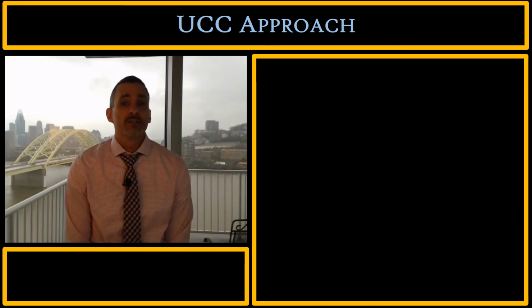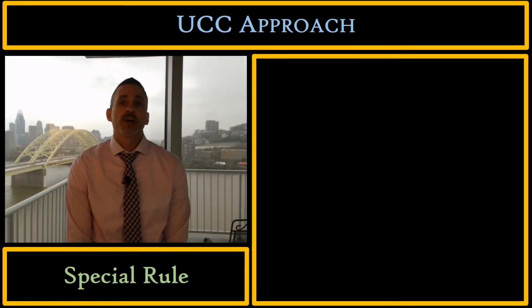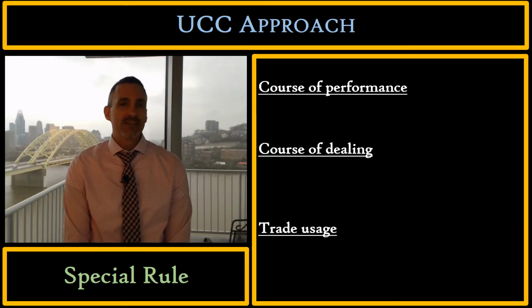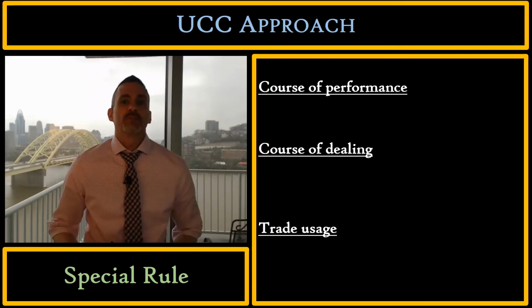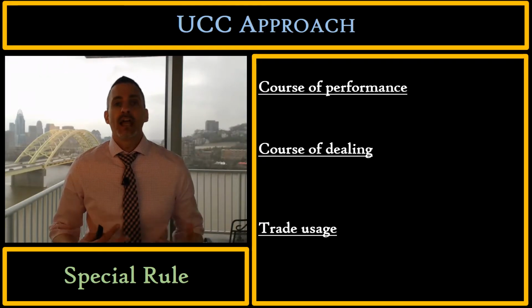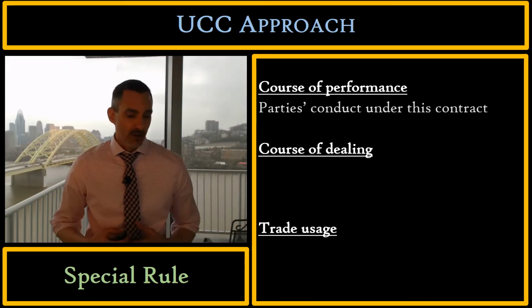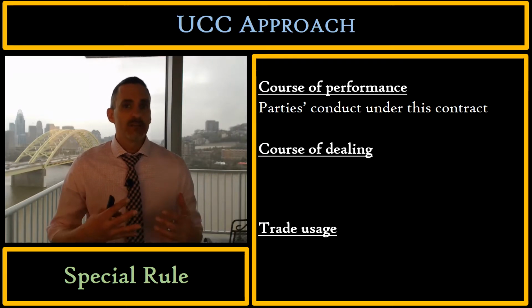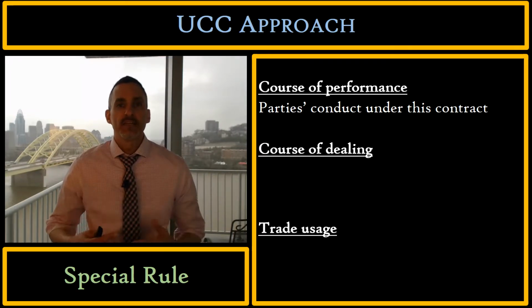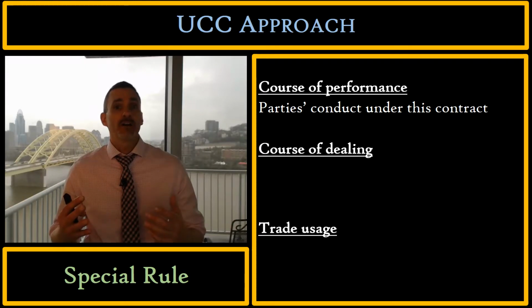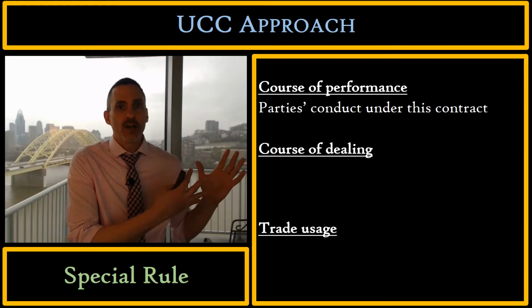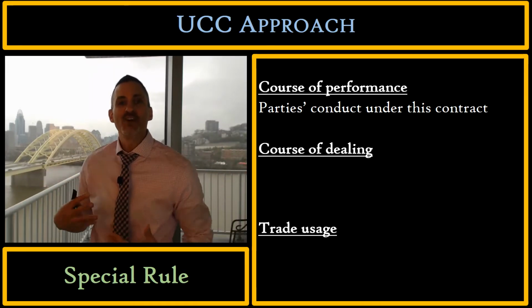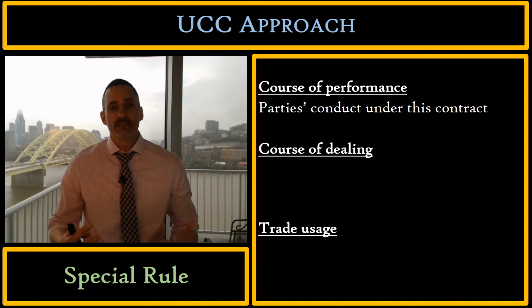In our introduction to this subunit, we said that the UCC has a special rule with respect to evidence of course of performance, course of dealing, and trade usage. So before we get into the special rule, let's review what course of performance, course of dealing, and trade usage are. So course of performance is evidence of the party's conduct under this contract. So we have a contract and one party wants to say, listen, my interpretation of this contract term is consistent with what we've been doing under this contract up till now.